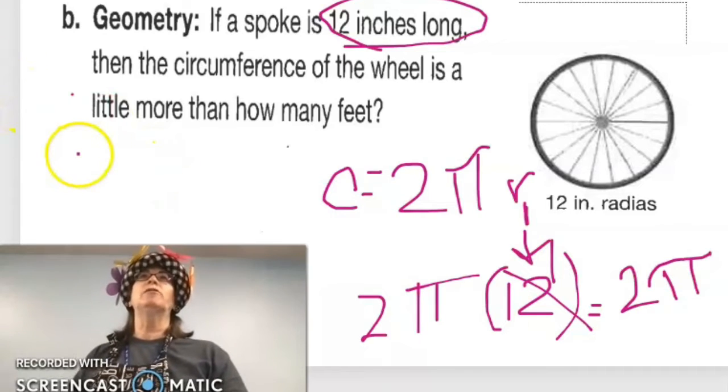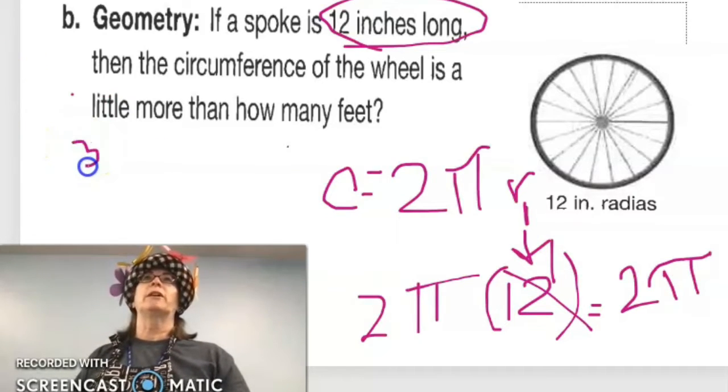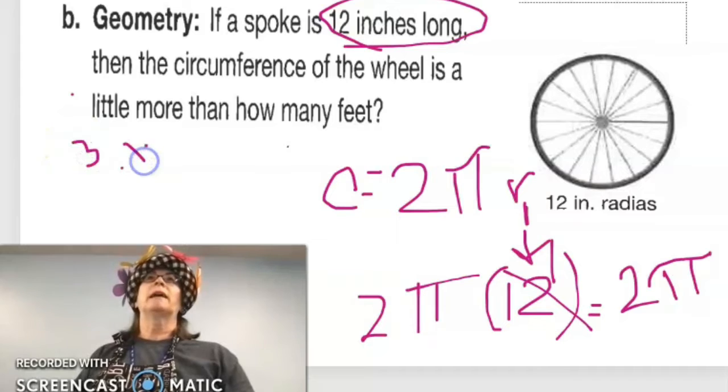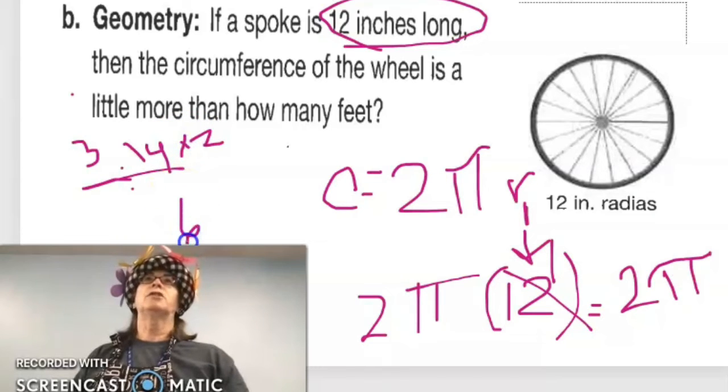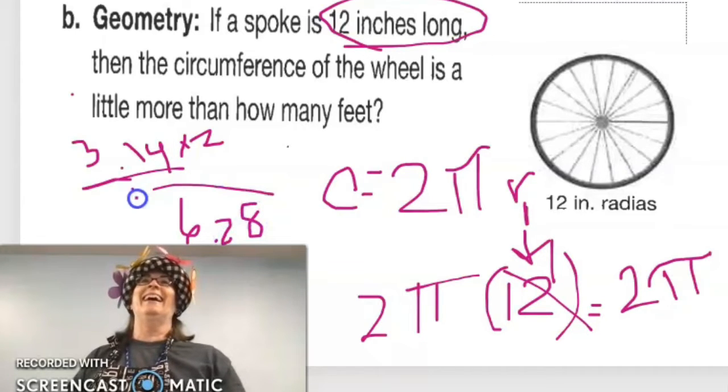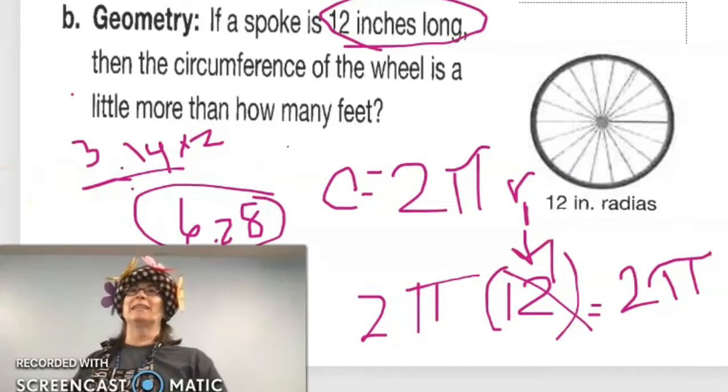And we're going to say 2 times 3.14, which is much easier. 3.14 times 2 is 6.28. And that is how many feet. That was a lot of work, but it was such an easy problem, we did it wrong.